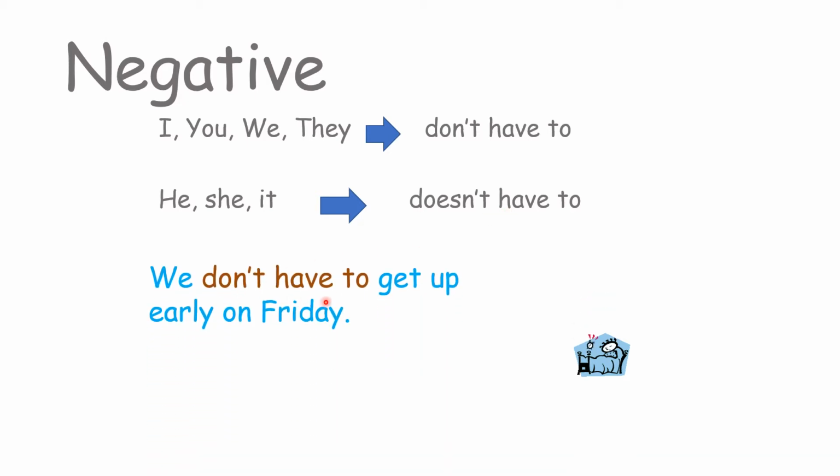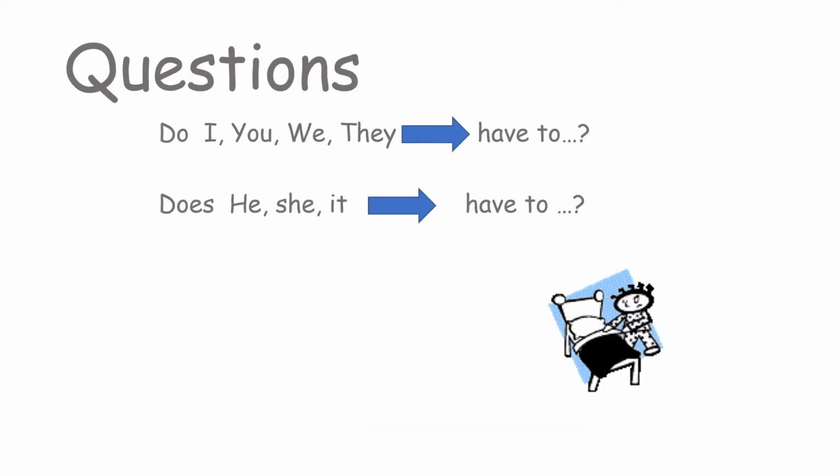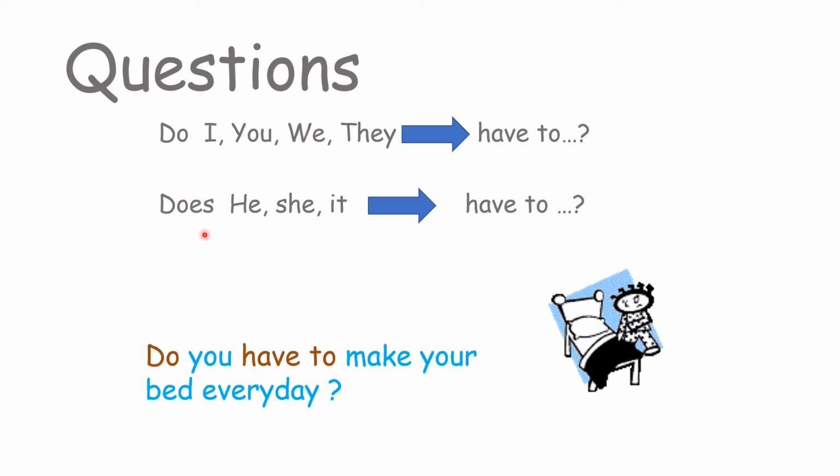We don't have to get up early on Friday. He doesn't have to get up early on Friday. What about questions? We start the question with do, then one of the subjects, I, you, we, they, and after that, have to. If the subject is one of these, he, she, it, then we start the question with does and then put have to. Let's read the examples.